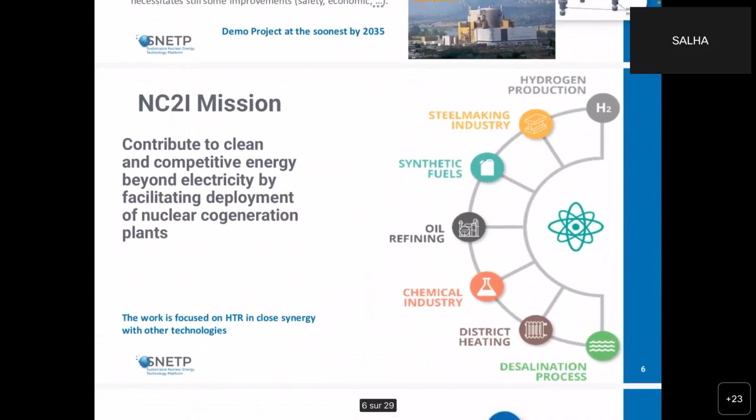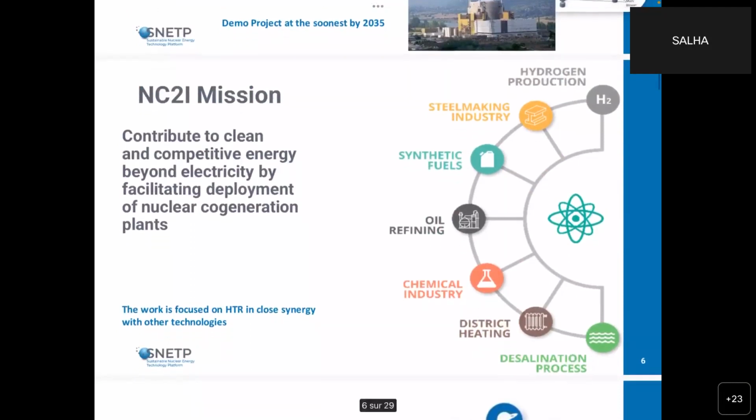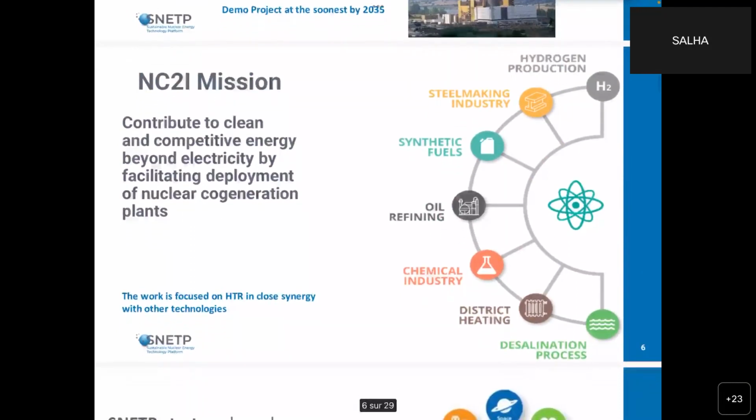About NC2I, that's also a very important topic. So to produce hydrogen, but also to produce high temperature heat. You probably know that if we want to fully decarbonize our world, we need to decarbonize industry. Industry needs heat, and especially high temperature heat. It's very difficult to provide this high temperature heat through heat pumps. So today it's mainly provided by natural gas. So nuclear could be a good solution in that respect.